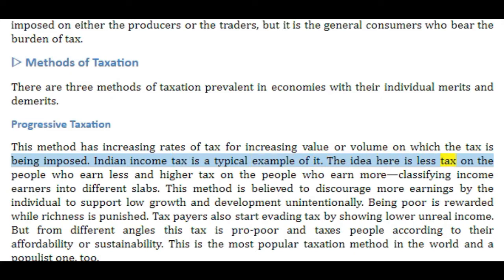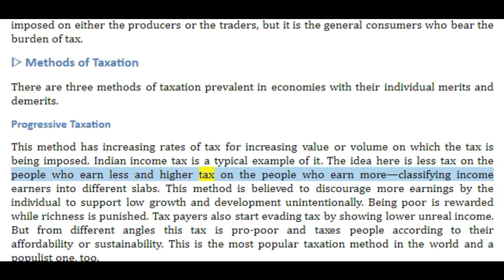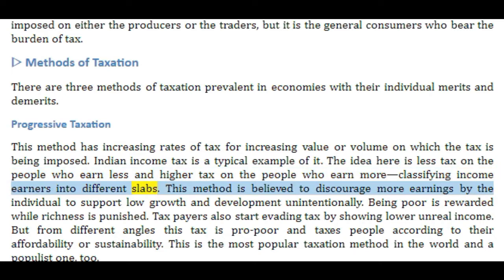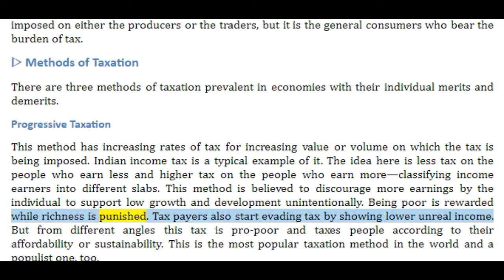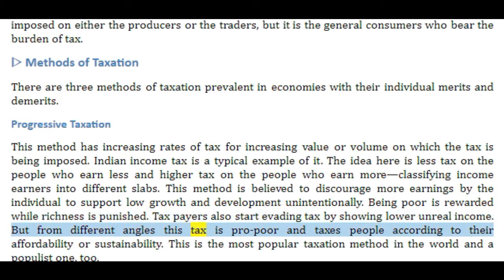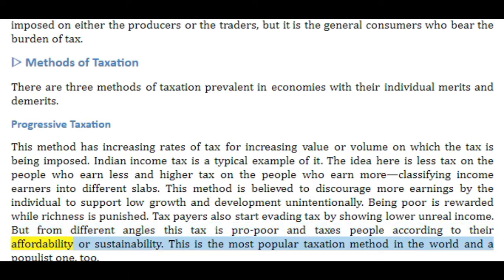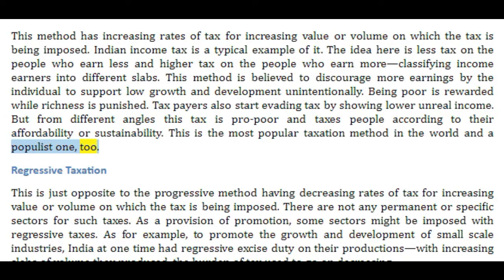The idea here is less tax on the people who earn less and higher tax on the people who earn more, classifying income earners into different slabs. This method is believed to discourage more earnings by the individual, unintentionally supporting low growth and development. Being poor is rewarded while richness is punished. Taxpayers also start evading tax by showing lower unreal income. But from different angles this tax is proper and taxes people according to their affordability or sustainability. This is the most popular taxation method in the world and a populist one too.